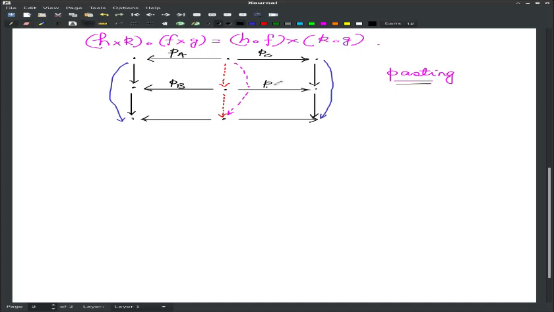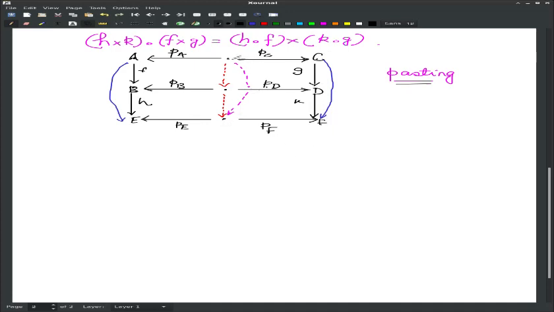B, this is D, and this is E and F. So let's see. So this is your F, G, and this is your H and K. So this is your A, B, E, C, D and F.